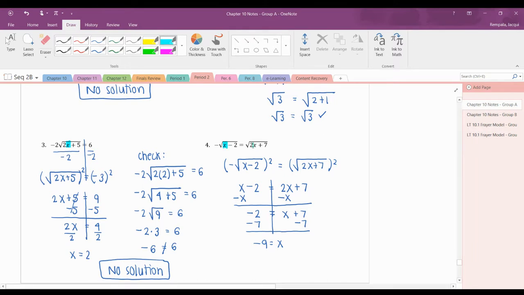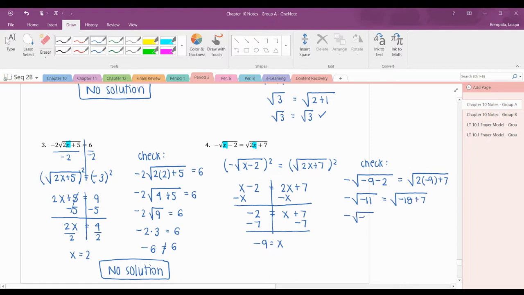Notice that in my original problem, we've got several different x's, so I am going to substitute them in. So when I check my work, I'm going to substitute negative 9 in. So on the left, we're going to have that negative sign on the outside, and then under the square root, we will have negative 9 minus 2. That's going to equal, under the square root, 2 times negative 9 plus 7. So under the square root, when I subtract 2 from negative 9, we get negative 11. Under the square root on the other side, we'll get negative 18 plus 7.